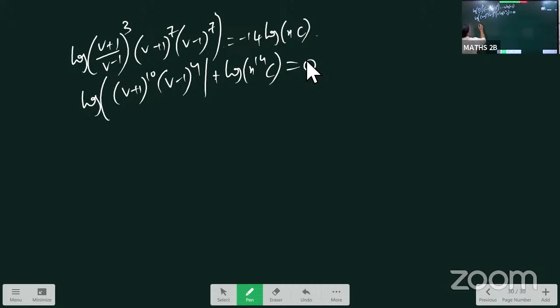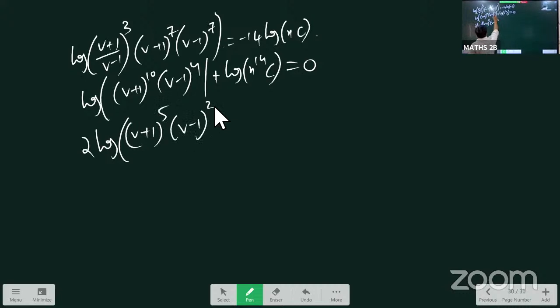Now that is log M plus log N. Log of (V plus 1) whole to the power, that is 2 log of 5, and (V minus 1) whole square. 1 2 and 1 2, 5 2s are 10, no? So whole power 2 you write. That 2 you bring as coefficient of log, plus here also 2 log X power 7 C power 7 equal to 0. This 14 comes for this also, no? Right. Now 2 gets cancelled.